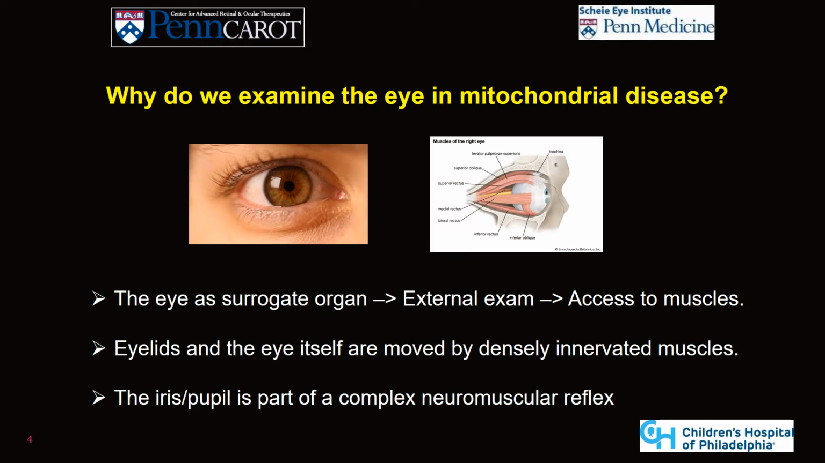So the eye can serve as a surrogate organ to look into mitochondrial diseases. We have access to the motility of the eye, which is carried out by a number of muscles. It's one of the most innervated organs in the body. Both the muscles that are in charge of moving the eye around, as well as the muscles that are in charge of moving the pupil, are part of a very dense neuromuscular complex of reflexes.